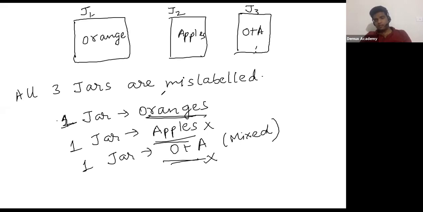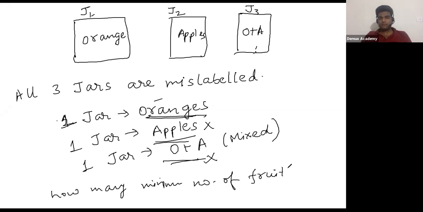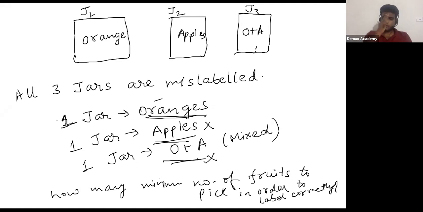Okay. What you have to do is tell me the minimum number of fruits you need to pick in order to label the jars correctly. Do you get the question? Do you guys get the question? Others, do you get the question? Yeah, tell me. Think about it.